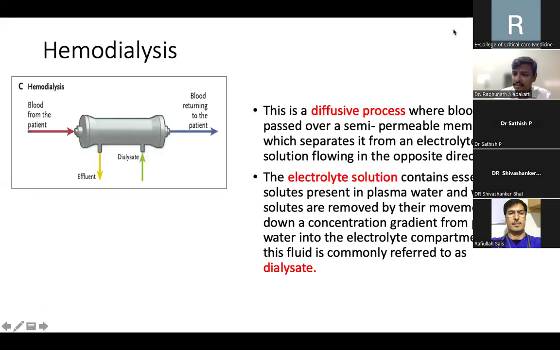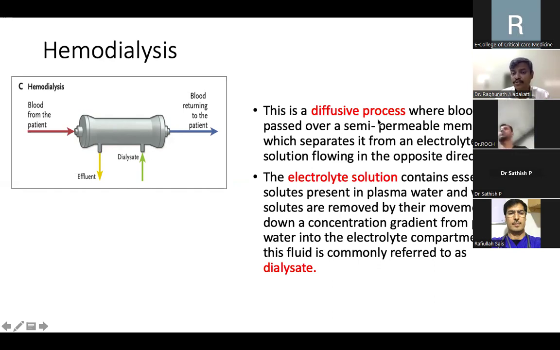Coming back to the principles here. With that, we have the options of hemodialysis, hemodiafiltration, hemofiltration. So many we can permute and combine, and we can come out with several options. The first option you can see here is hemodialysis. Here is the diffusive process.